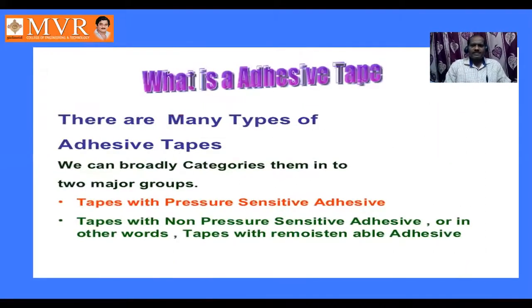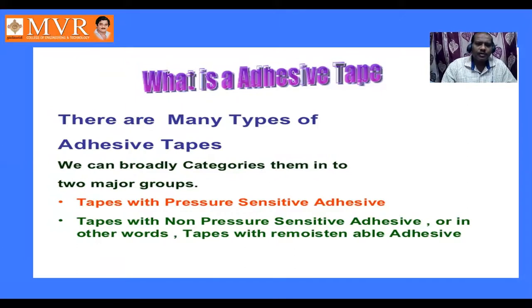Next, what is adhesive tape? There are many types of adhesive tapes. We can broadly categorize them into two major groups: tapes with pressure sensitive adhesives, and tapes with non-pressure sensitive adhesives, or in other words, tapes with removable adhesives. That means one is pressure sensitive and another one is non-pressure sensitive. Out of this, we are going to discuss the tape preparation to resist pressure and the other one, not to resist pressure.